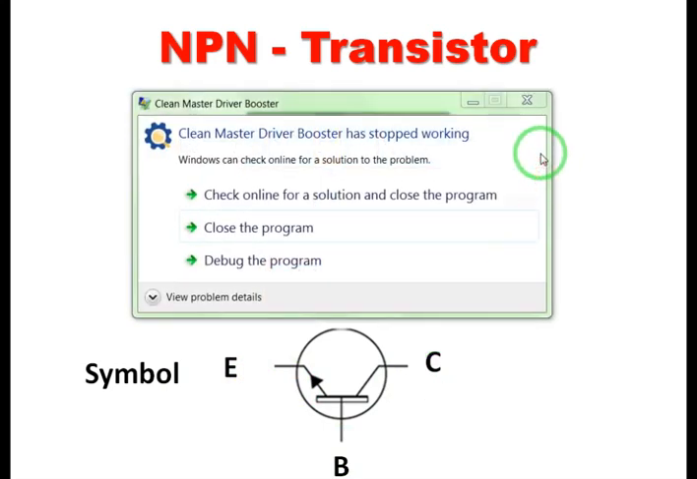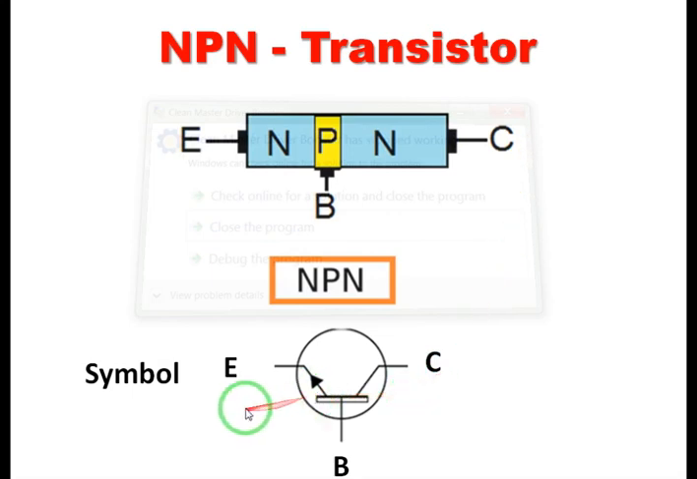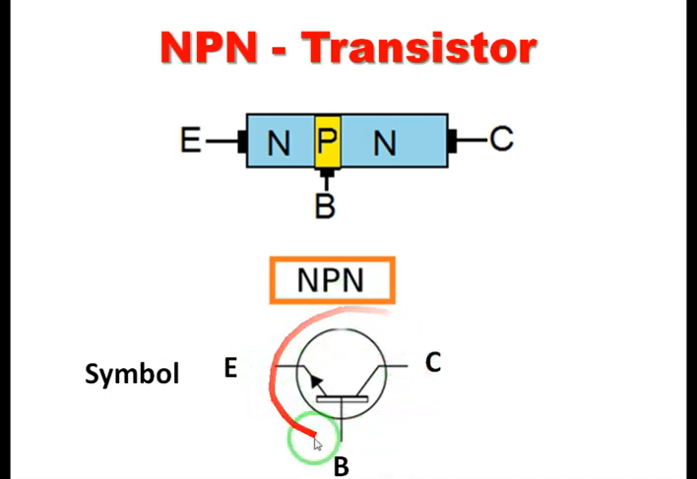I also told you how to remember which one is NPN and which one is PNP from the symbol of a transistor. Consider this arrow. Wherever the arrow is pointing, that terminal will be of N-type semiconductor. So if this is N-type, the third terminal will also be N-type, so this is the NPN transistor. In the case of PNP, this arrow should point inwards here.